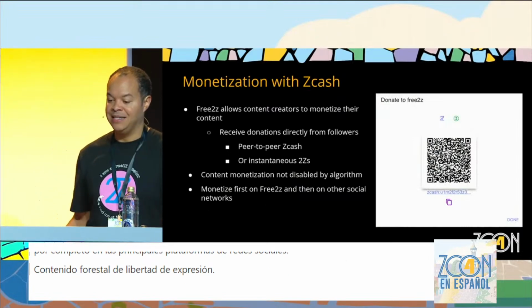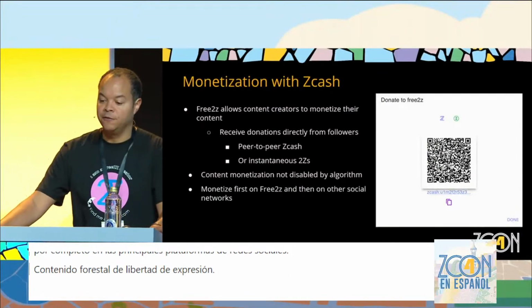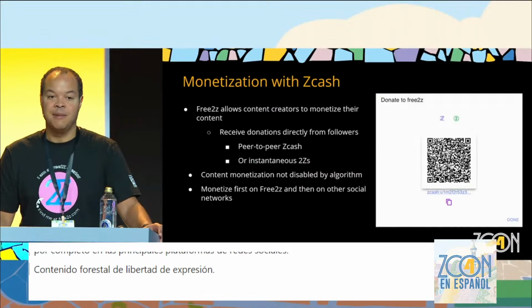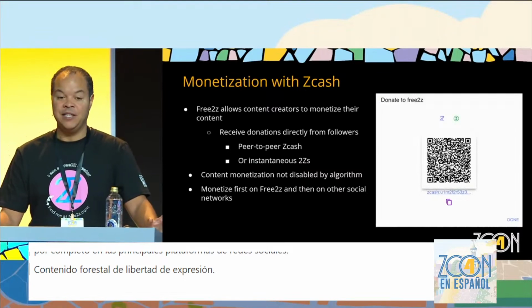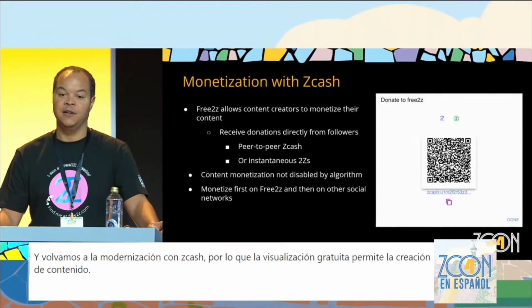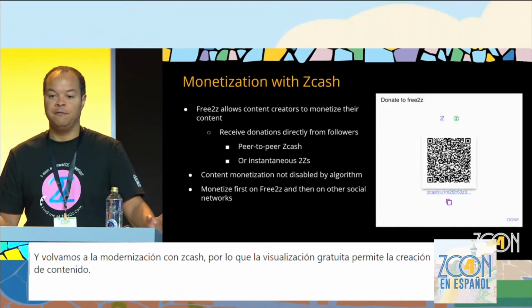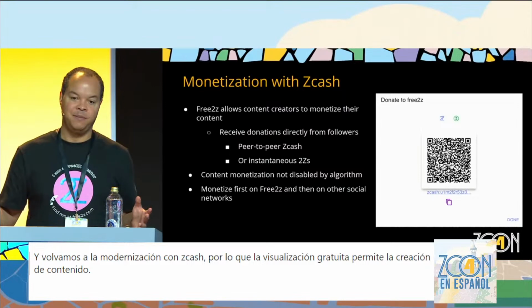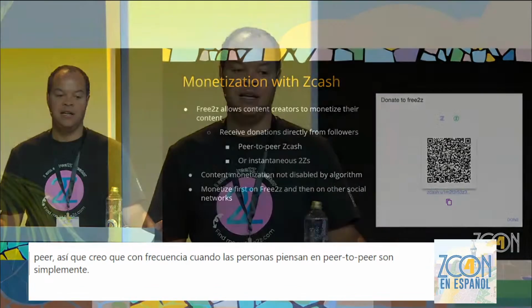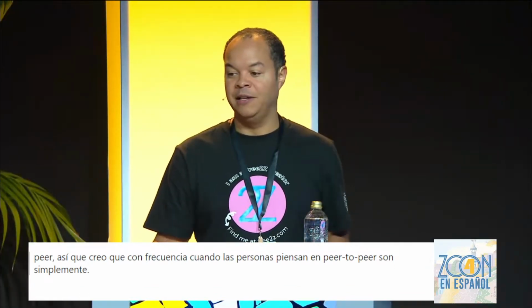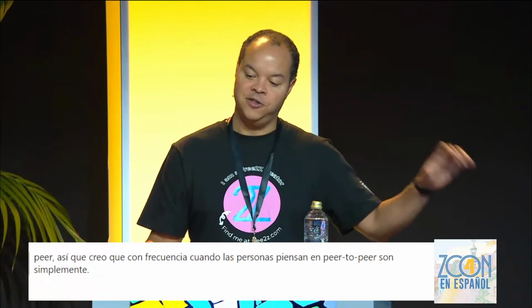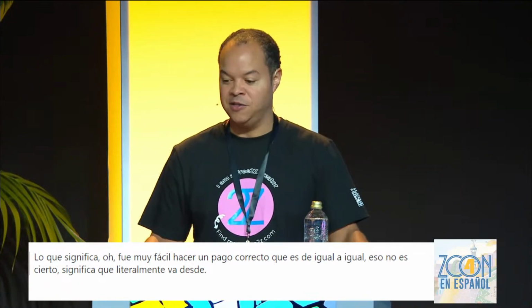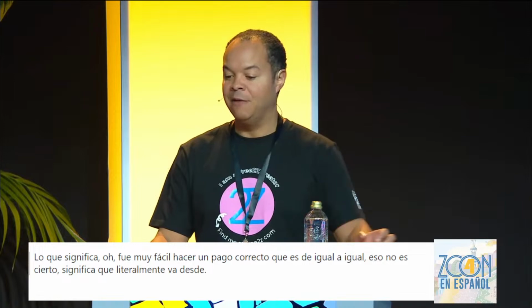And back to monetization with Zcash. Free2Z allows content creators to monetize their content, and they do it in a way that is truly peer-to-peer. I think frequently when people think of peer-to-peer, they just mean, oh, it was super easy to make a payment, right? That's not true peer-to-peer. Peer-to-peer means that it's literally going from, in the case of Zcash, your Z address to someone else's. There's no intermediary. And that's what we have with Free2Z.